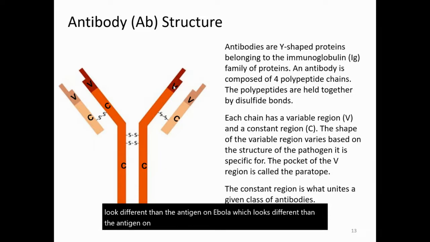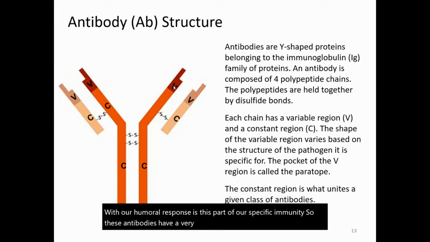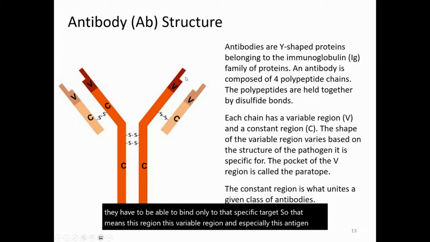Okay, so remember, with our humoral response, this is part of our specific immunity. So these antibodies have a very specific target that they're after, okay? And they have to be able to bind only to that specific target. So that means this region, this variable region, especially this antigen binding site, is going to have a very specific shape.